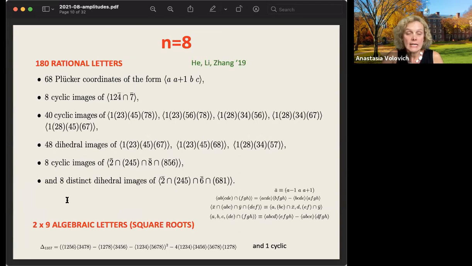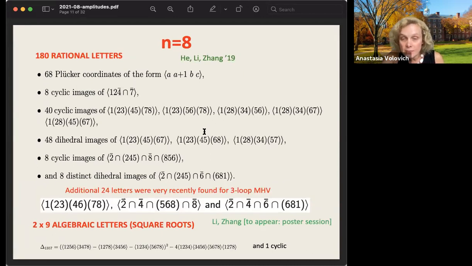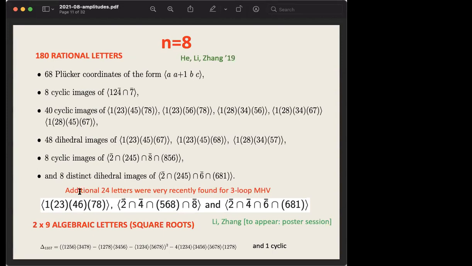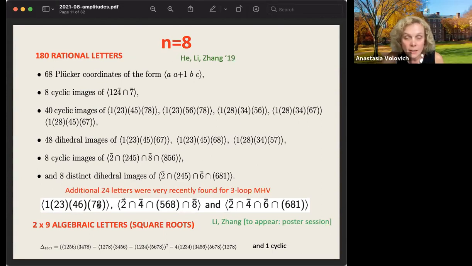Then there are 2 times 9 algebraic letters. They contain square roots of the following form, and there's another square root where you basically shift the indices by 1, for 2, 4, 6, 8. Very nice. That's what's known. Then on Monday I learned, and please correct me if you're in the audience, that for 3-loop 8-point MHV you're finding additional 24 letters of this type. This is what I saw from your slide at the poster session. I'm not going to comment on that because I only learned about it on Monday. Very good. So we will just focus on this.